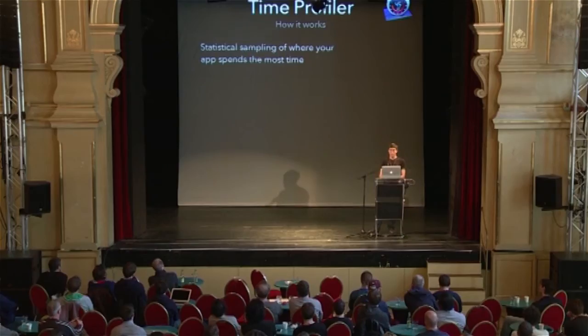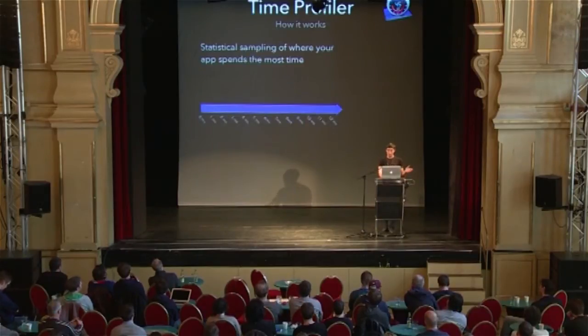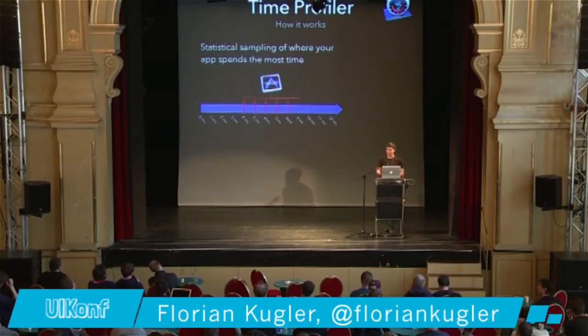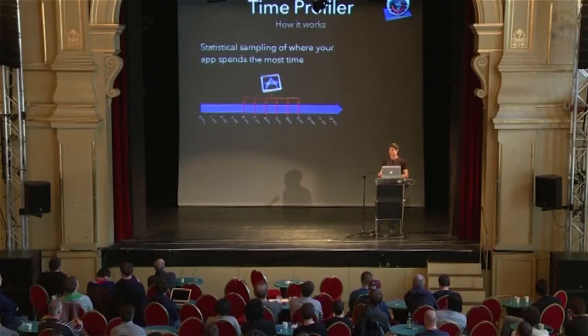For the time profiler, it's really good to understand first how it works, because the time profiler doesn't provide a precise measurement of the time your app spends in certain routines, but it is fundamentally a statistical sampling process. And so when your app is running, then instruments comes in and takes snapshots of the current call stacks in a fixed interval, which is 1 millisecond by default, I think. And then it aggregates all this data.